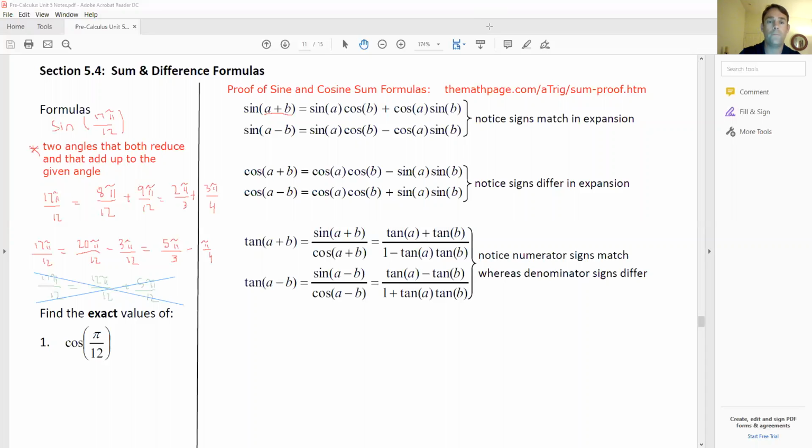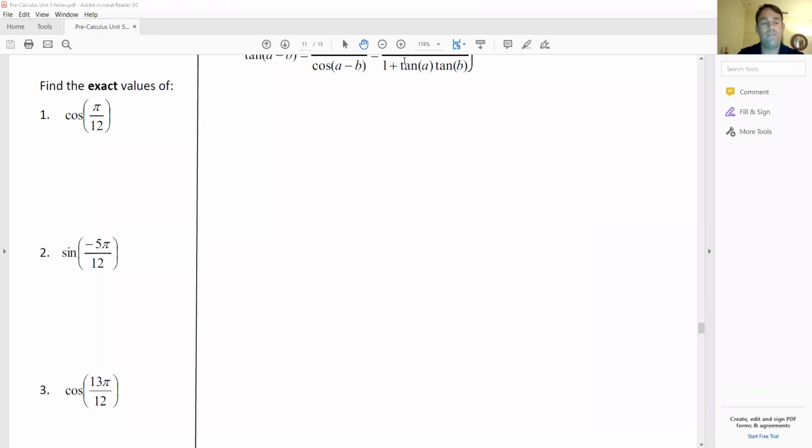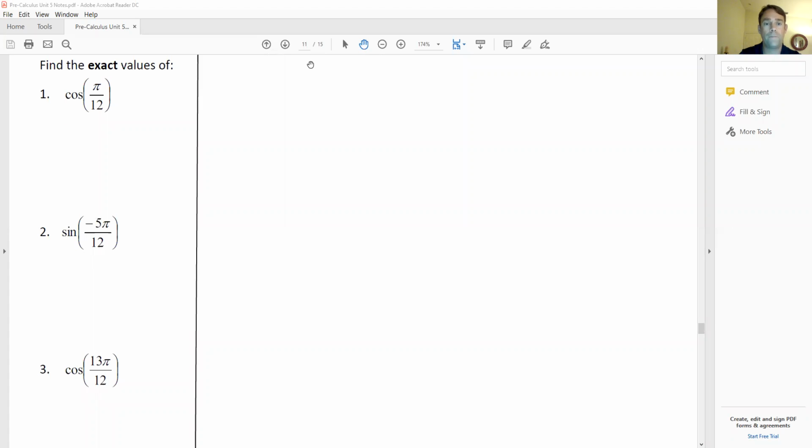So here we go. Find the exact value of cosine pi over 12. Let's do this first one together, just so we kind of have the gist of how this whole thing is going to work out here. So cosine of pi over 12. I'm looking for two angles that will reduce, that will either add or subtract to pi over 12.